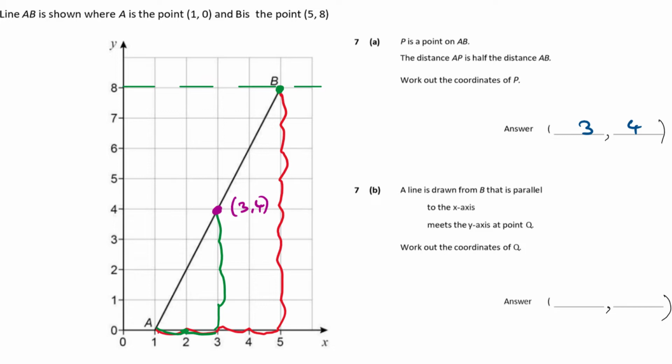Okay, so where does it meet the y-axis? It meets the y-axis here, doesn't it? So this is going to be my point Q. So that was my point P. This is my point Q. And what's the coordinates of that point? It is 0 in the direction of x and 8 in the direction of y. So it's going to be 0, 8.